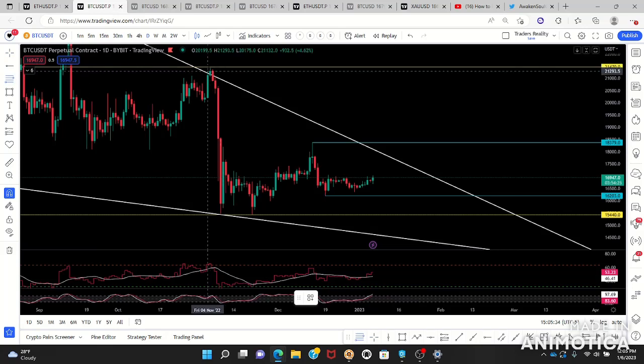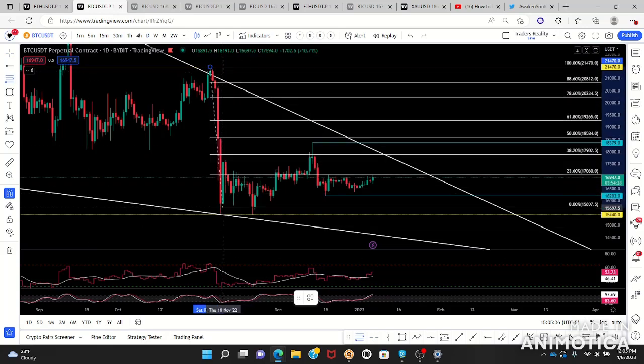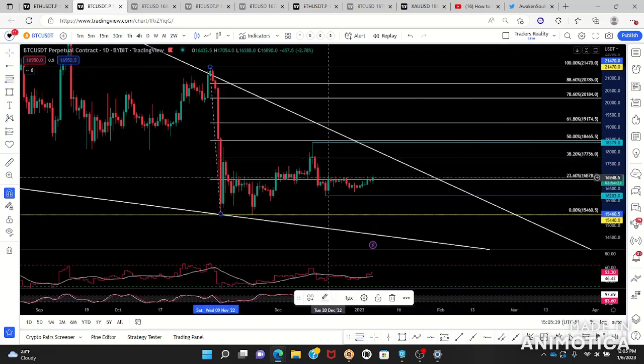I also like to throw the fib from the top to the bottom. We are not focusing on daily targets, but I do like to take profits at a 50% retracement, and the daily 50% retracement will be the top of the daily range. So that's always good to know.